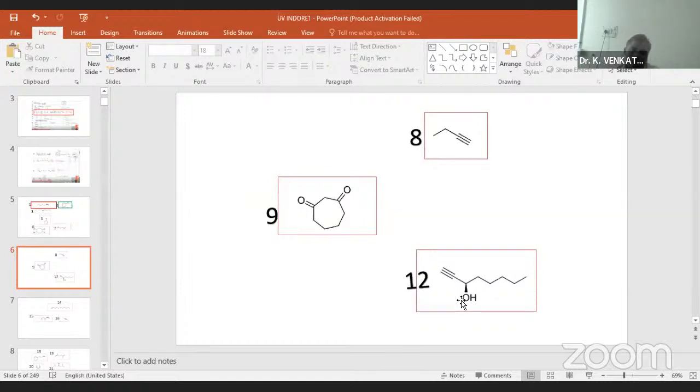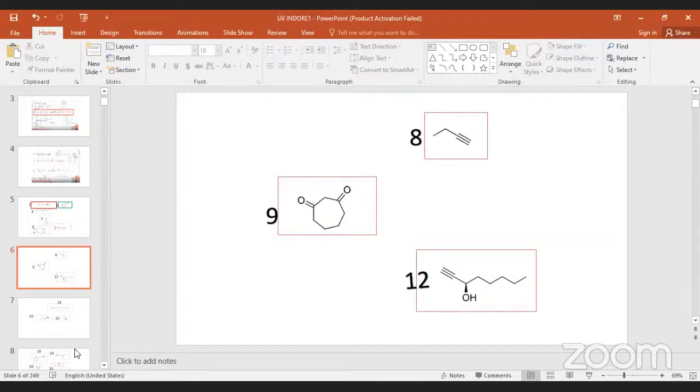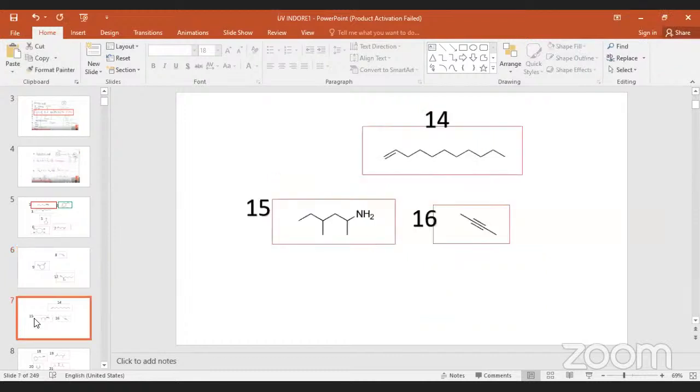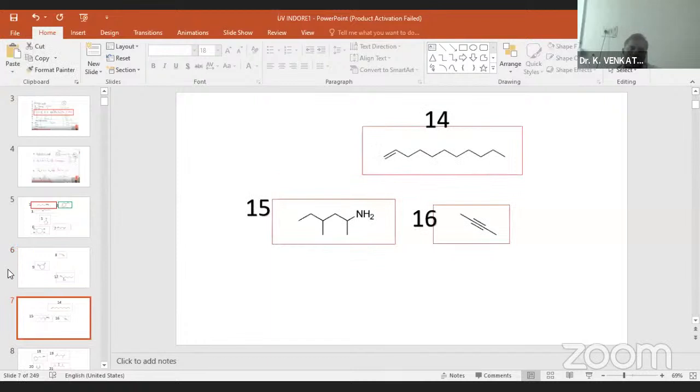The double one, the triple one. So now, is it clear? Okay, now please explain 14, 15, and 16. Very fast we can do this. We can explain other topics.